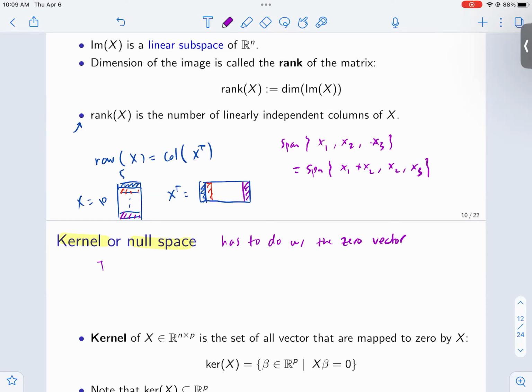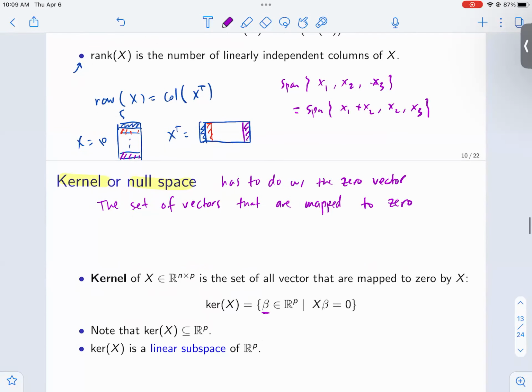So the set of vectors, let's call this the set of vectors that are mapped to zero. Recall that the matrix is a mapping, really. So if I want to look at the set of all vectors beta in the input space such that they're mapped to zero, I'm going to look at all the betas such that X beta is zero.